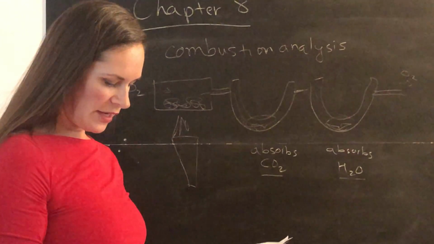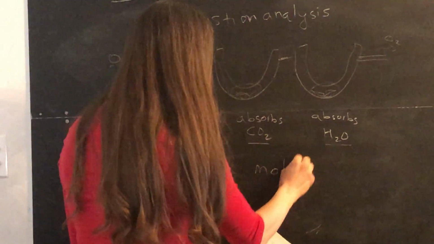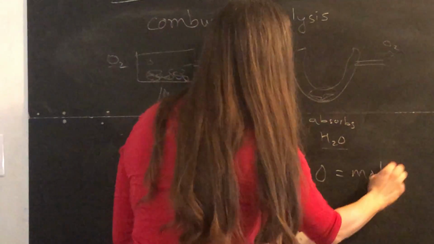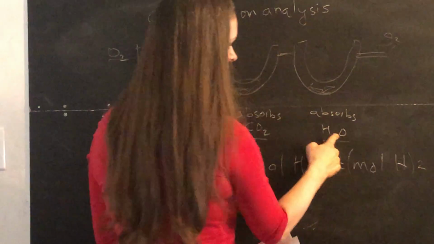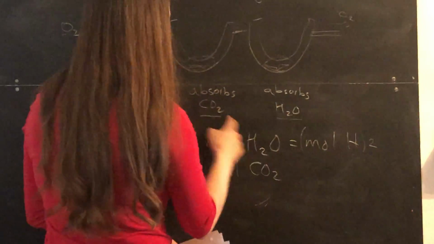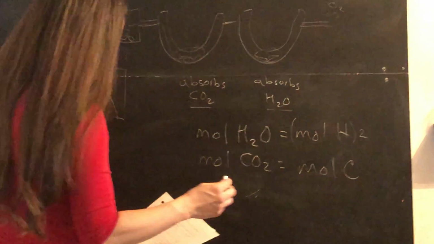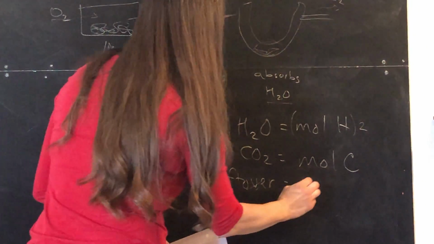So let me write that real quick. However many moles of water you have will give you how many moles of hydrogen you have in your original sample, times 2, since it's H2O. However many moles of carbon dioxide you have will give you how many moles of carbon you have in your original sample. And then whatever leftover mass there is is attributed to oxygen.